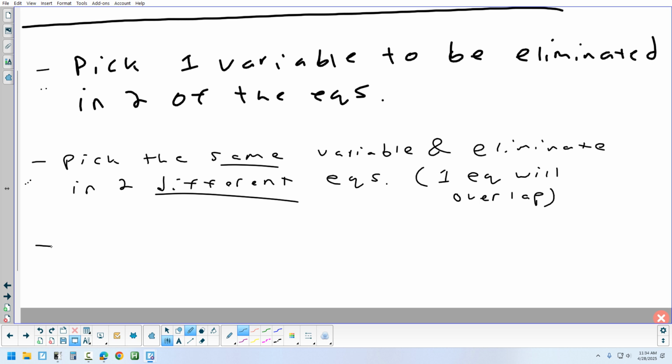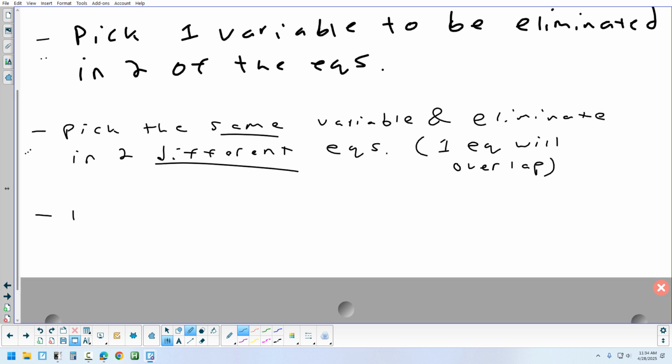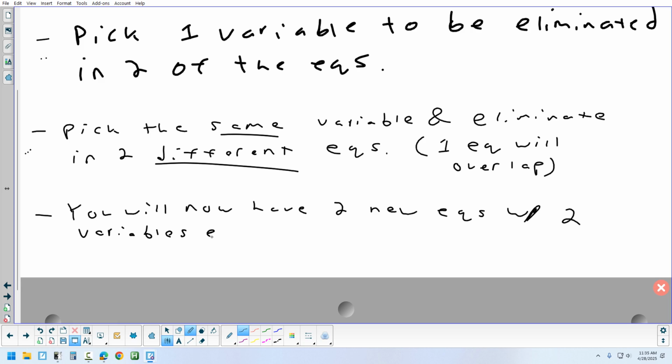Once you've done this, you will now have two new equations, one from the first step, one from the second step. Two new equations with 2 variables each. We now will have turned the problem into one we know how to do. We'll have taken it from 3 variables down to 2 variables. So you're going to take the 2 new equations that you have and solve that.